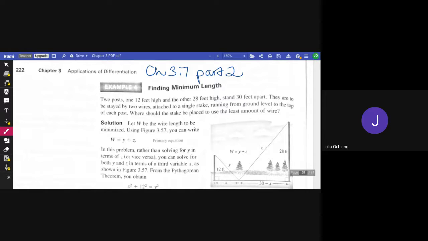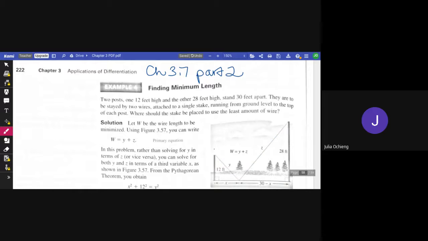They are to be stayed by two wires. So here's the two wires. Here's wire 1 and wire 2. And they are attached to a single stake. So there's a stake here connecting the wires to the ground. And the two wires run from ground level to the top of each post.